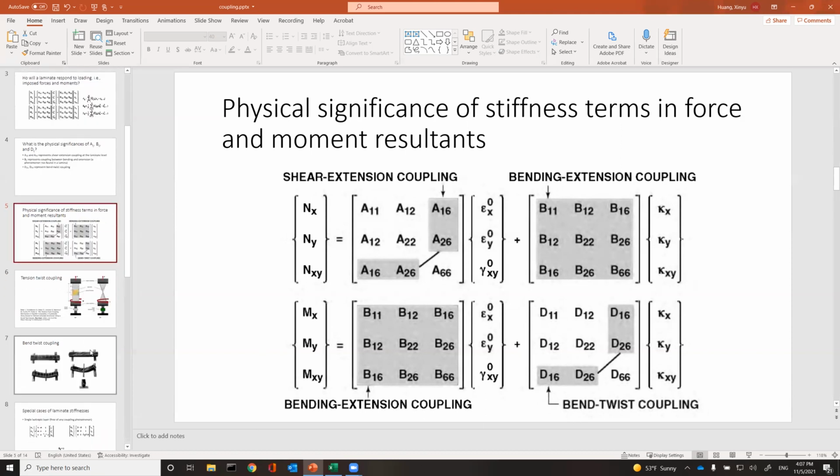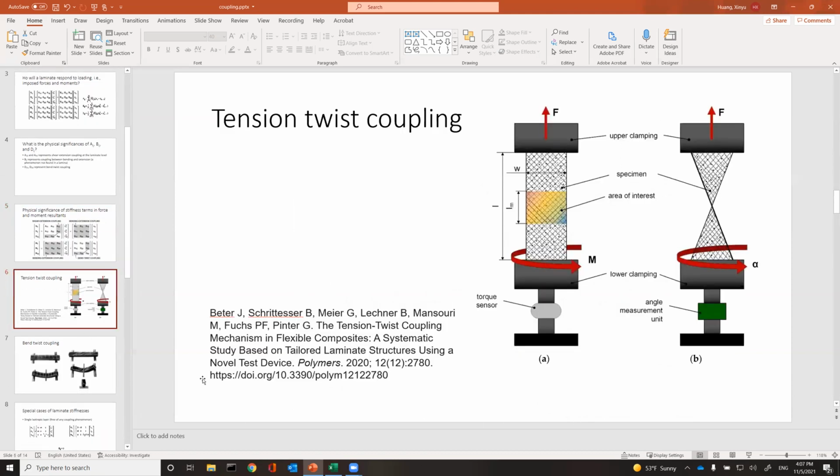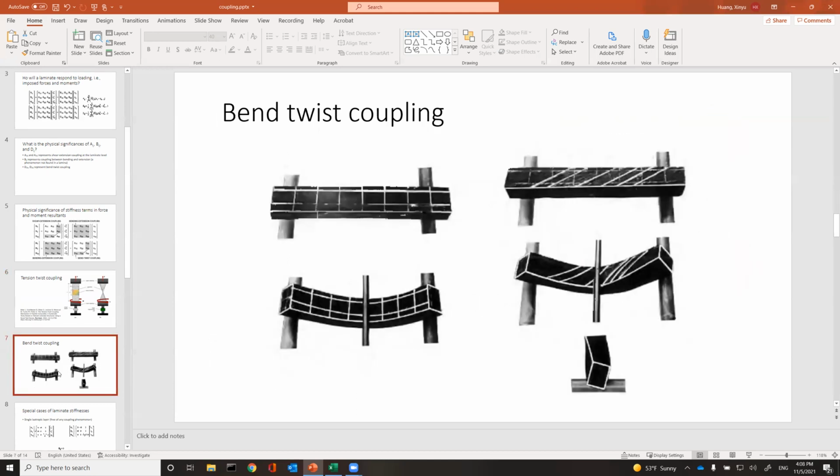So graphically, this is tension-twist coupling. When you have tension, there's a twist. This is a graphical representation of what it looks like. That means if you just apply a pure tensile load in certain directions, the material will not only stretch longer, it will actually rotate a little bit. If you don't constrain the rotation, it will naturally rotate a little bit. That's tension-twist coupling.